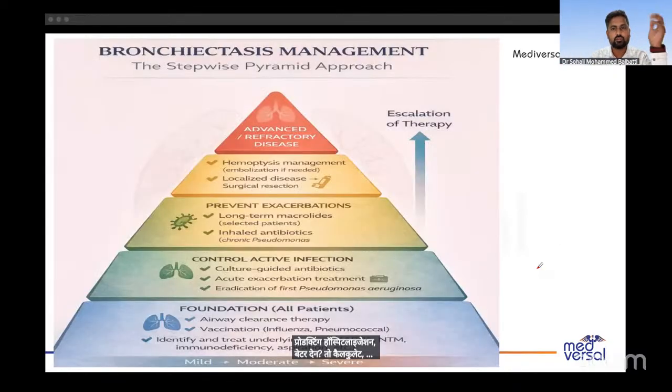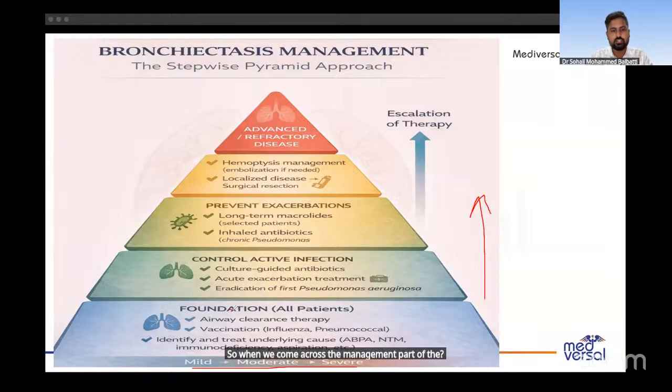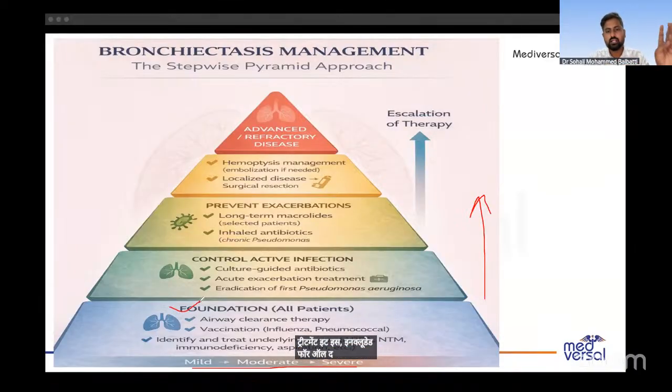Okay. So when we come to the bronchiectasis management part, this is a pyramid of bronchiectasis management. When you go from below to up, we are going to go for escalation therapy. When the disease goes from mild to moderate, we are going to escalate in the upper direction. So the foundation of treatment is included for all the patients, mild, moderate, severe.